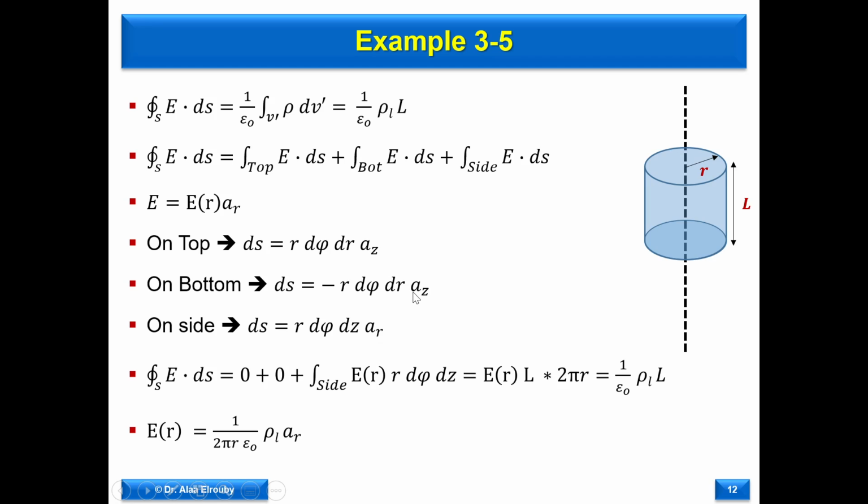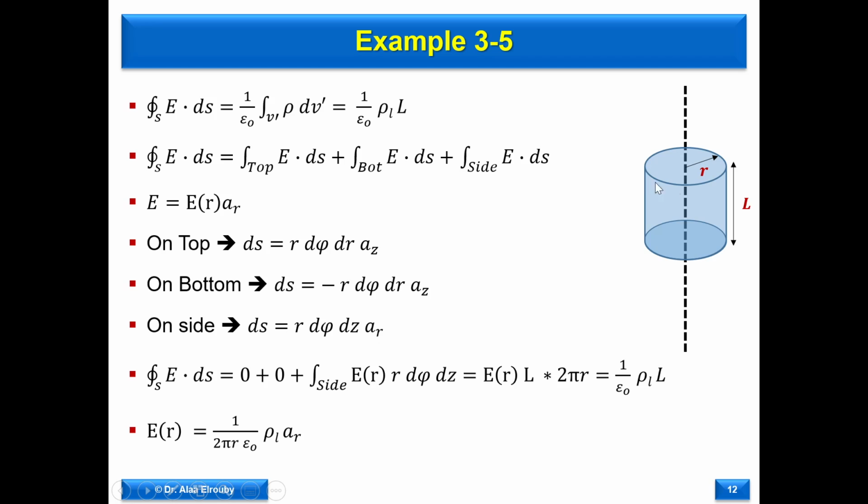Same thing for the bottom. So the first two parts of the integration will vanish, and we are left with only the integration along the side. E is in the a_R direction, and dS is in the a_R direction, so the dot product would be just 1, a_R dot a_R equals 1. So the integration here will equal E_R multiplied by R. E of R means that E is just depending on R.